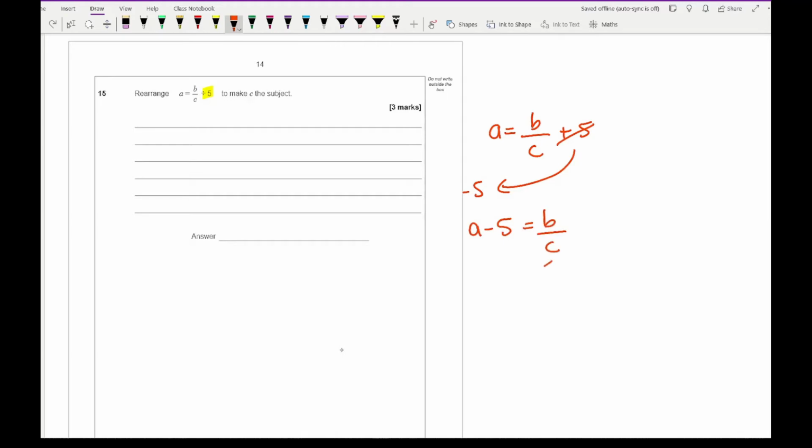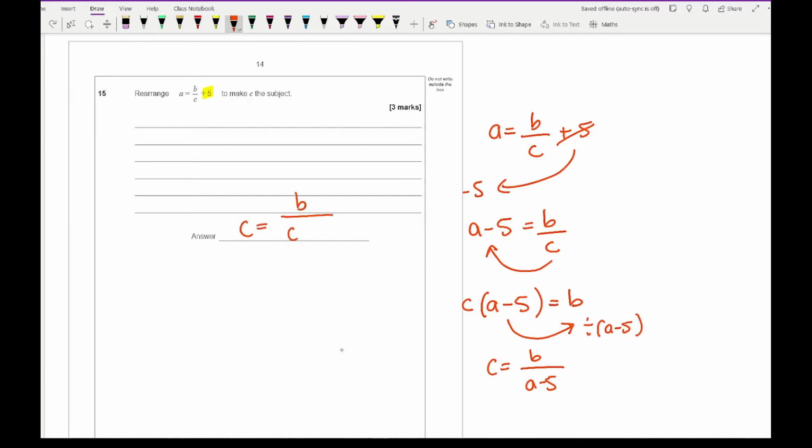Now I want to make c the subject. So if I take c over to the side, I'm going to end up with c times brackets a minus 5 equals b. And then I want to take this over to the other side by dividing by a minus 5 in brackets. So what I end up with is c equals b over a minus 5. Here I've got c equals b over (a minus 5), and I'll put that in brackets. And there we go.